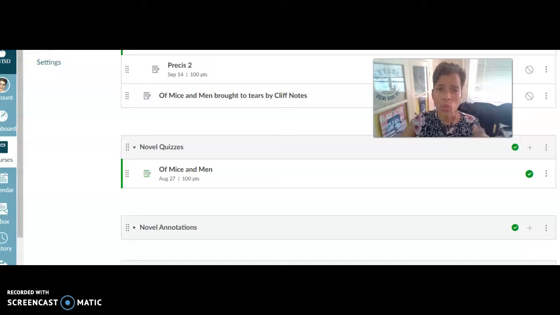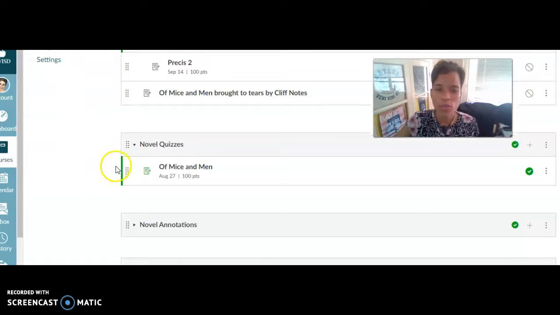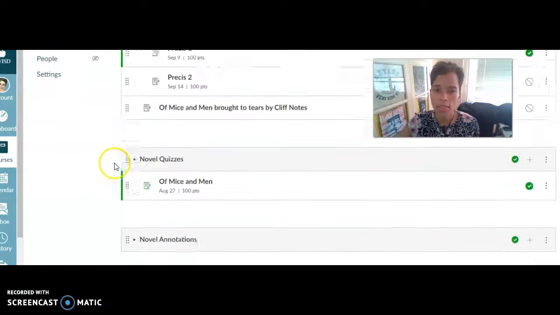They've already read one novel, Of Mice and Men. The novel they're reading right now is Lord of the Flies. Sorry, I had to go run and get it. This is due next Tuesday, and we have novel quizzes over those. So the expectation is that they know what they're doing there.